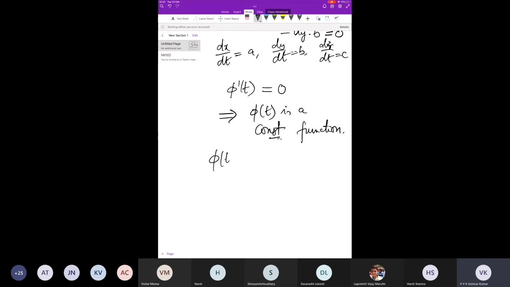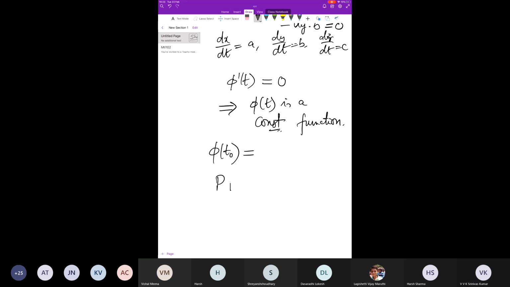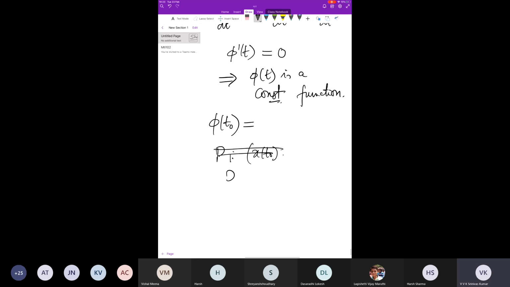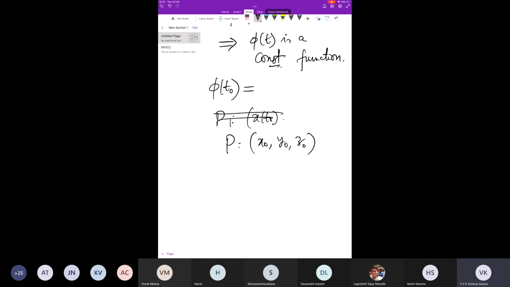And look at what is phi at t naught. What is t naught? T naught is a point. Sorry, yeah, x naught. Yeah, correct. P is the given point, x naught, y naught, z naught in the surface. And P is a point, and chi is the curve passing through this point.